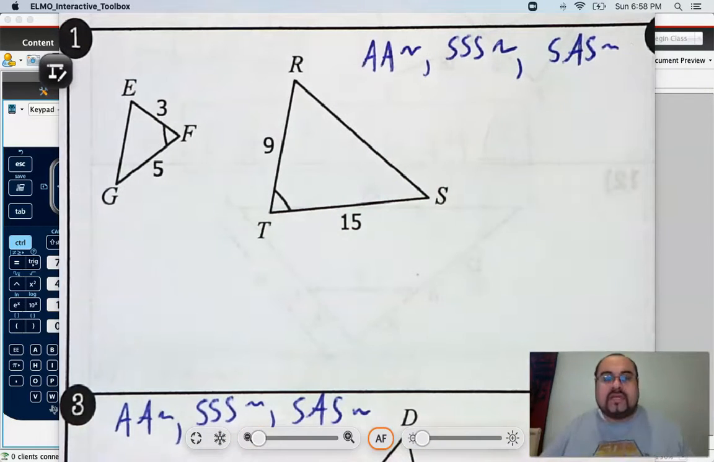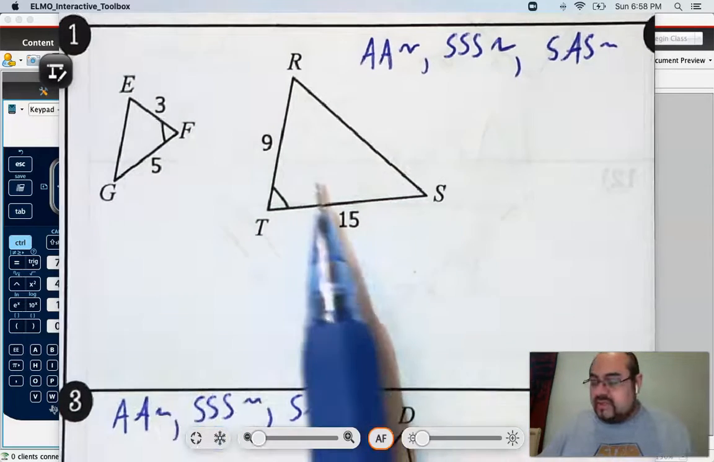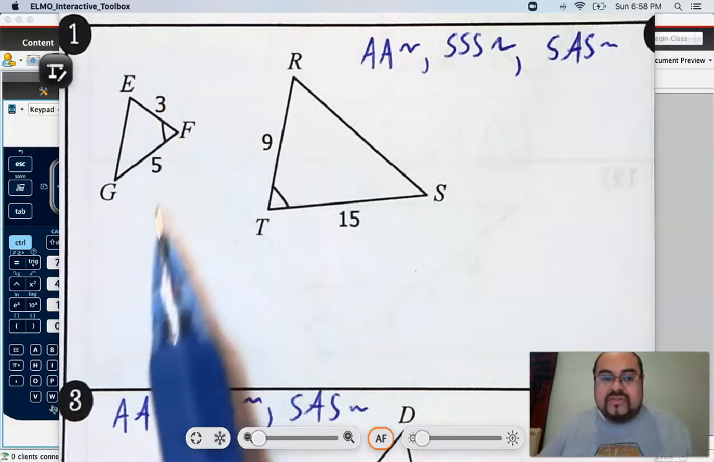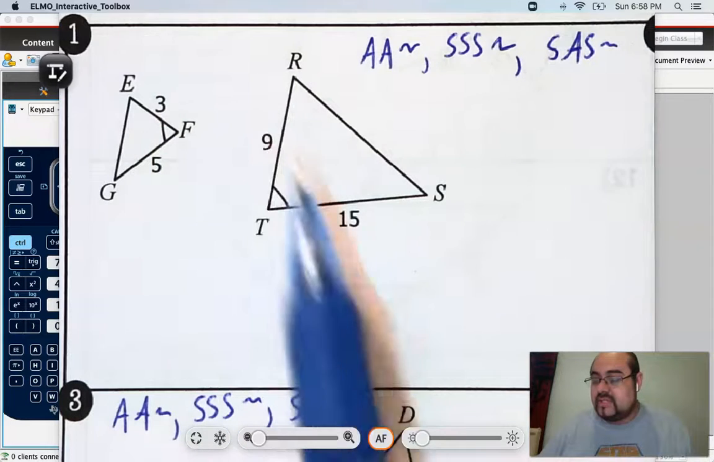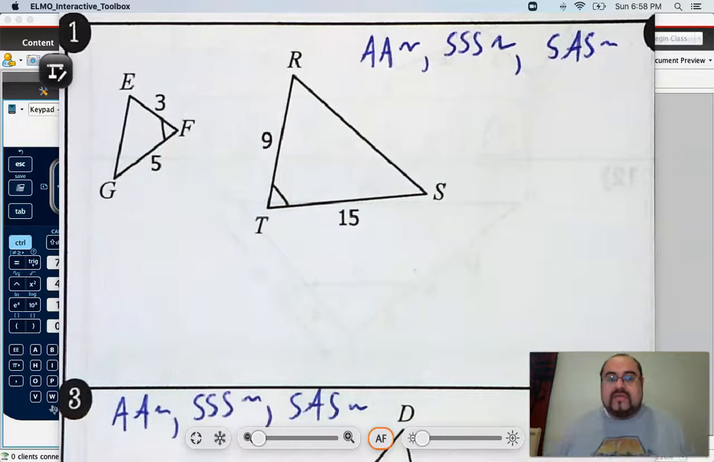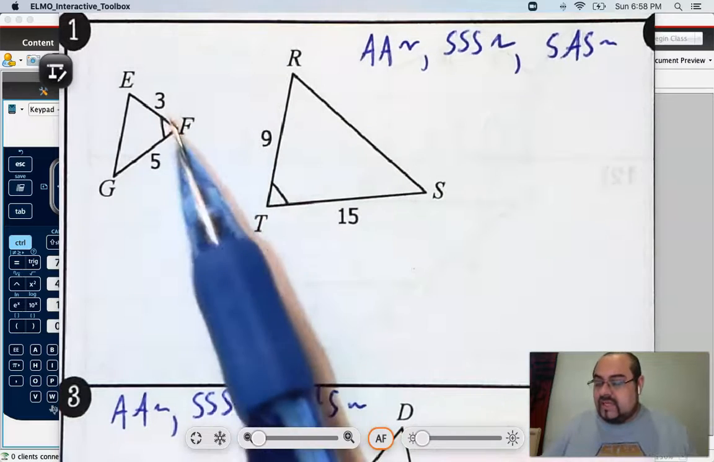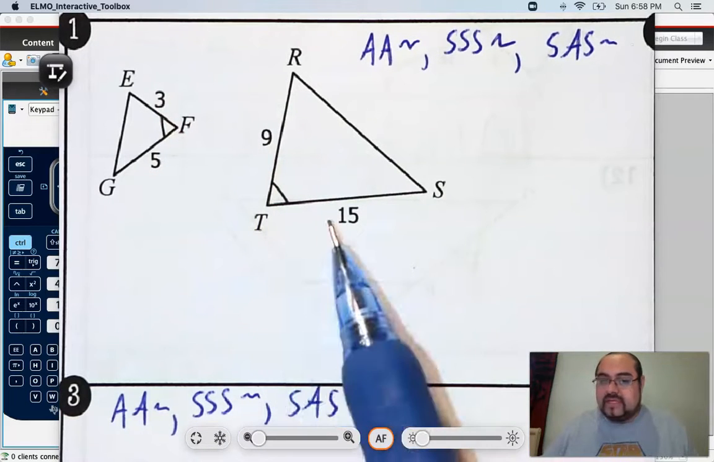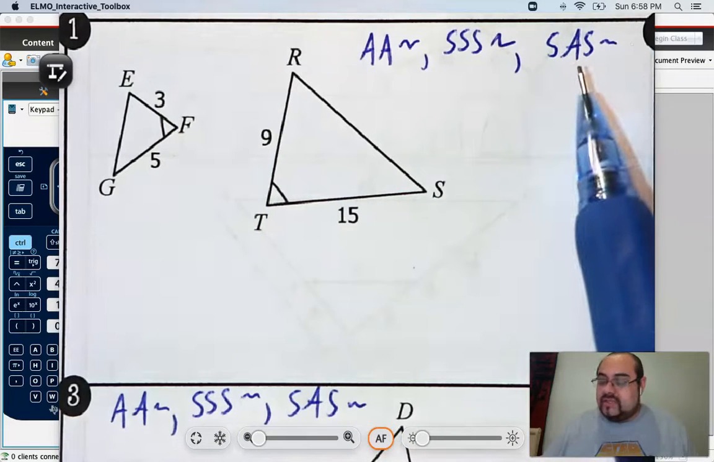So let's go and take a look at our first example. Okay, so I have a small triangle here, we've got a bigger triangle here. We have two sides labeled here, two sides labeled here, and we have an angle labeled on each of these. All right, so looks like we have side angle side, side angle side. So more than likely we're going to be using this postulate.